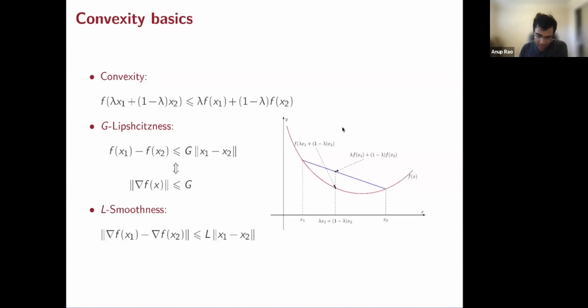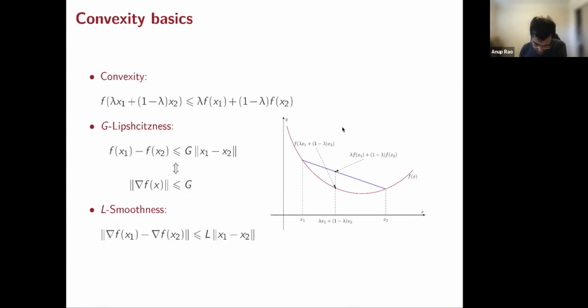We'll also assume that our loss functions are Lipschitz and smooth. A function is said to be Lipschitz if the difference of the function evaluated at any 2 points, say x1 and x2, is bounded by the distance between x1 and x2.